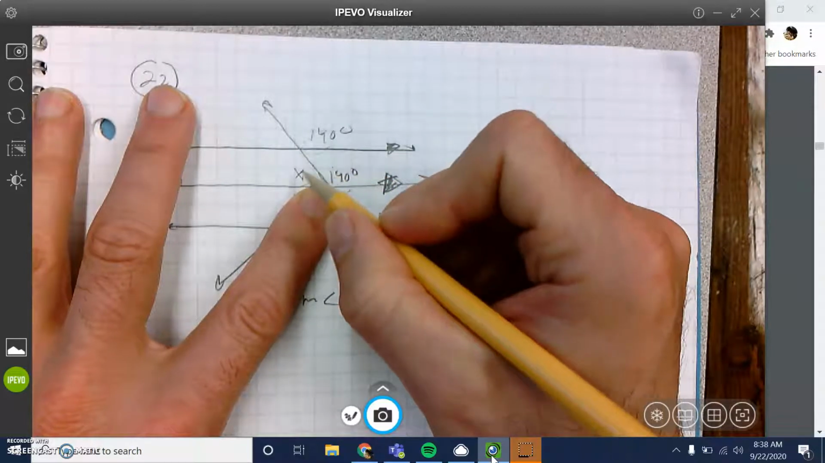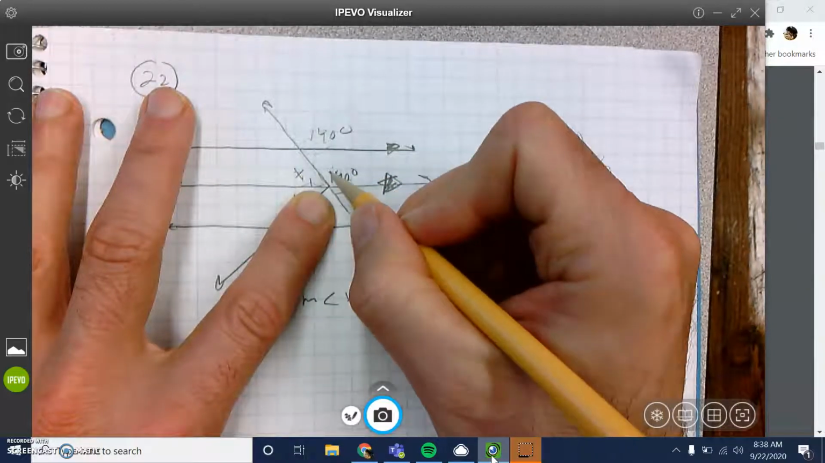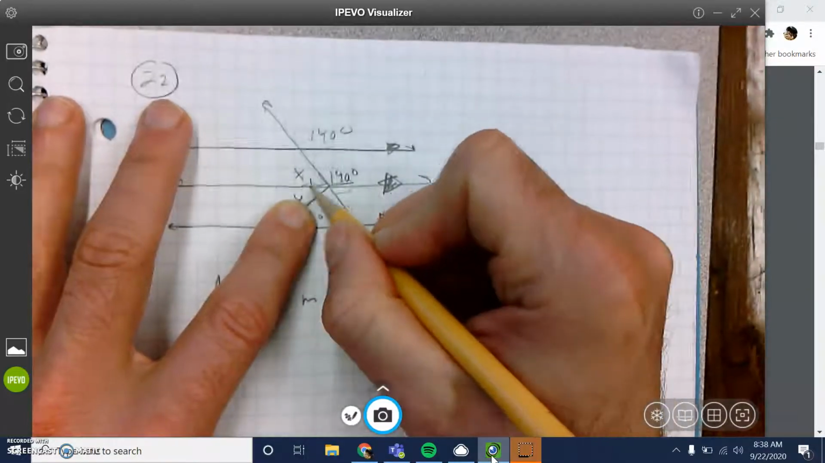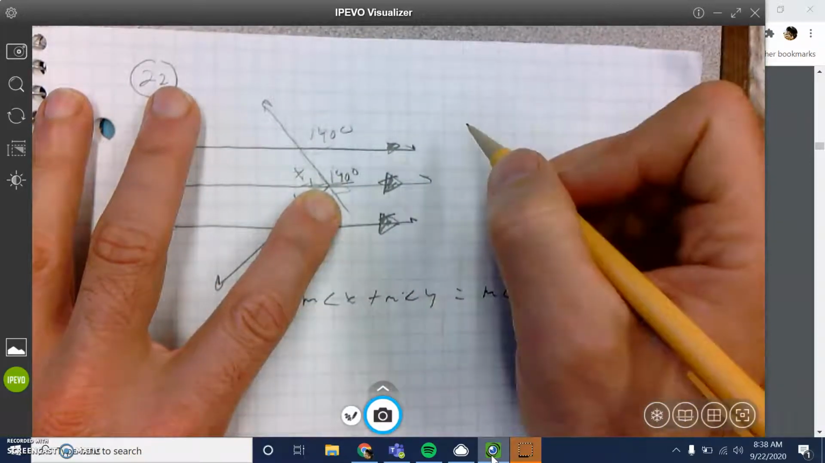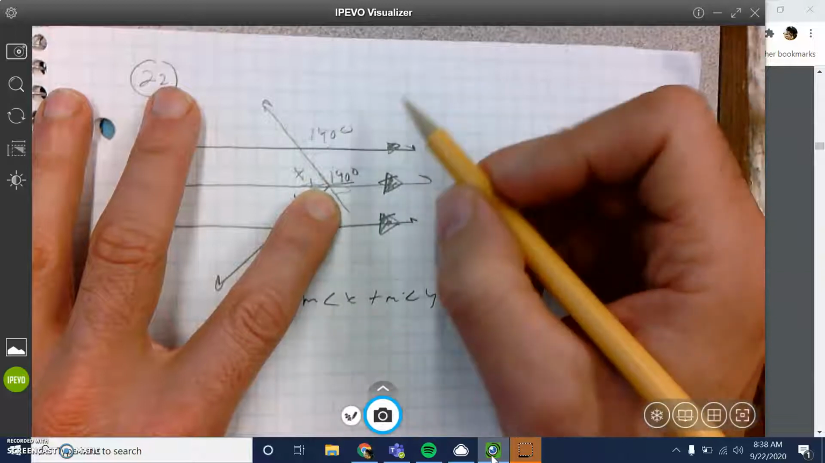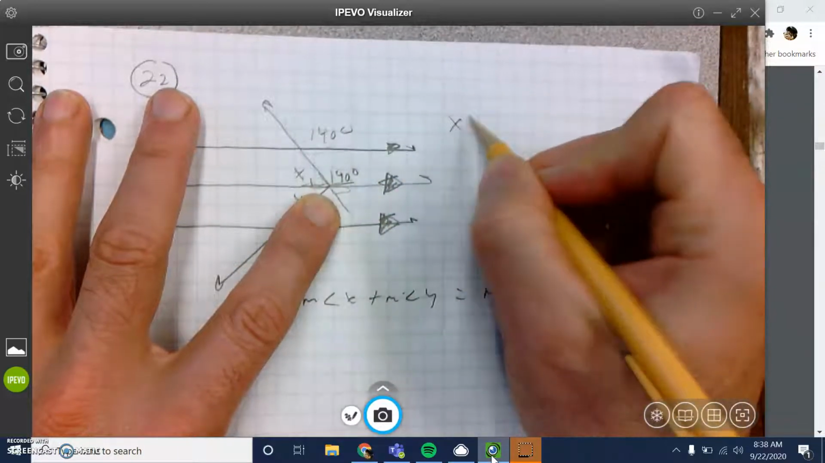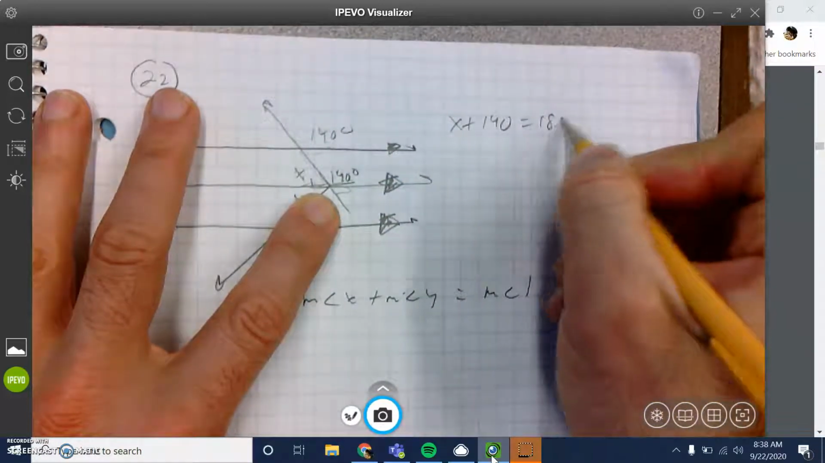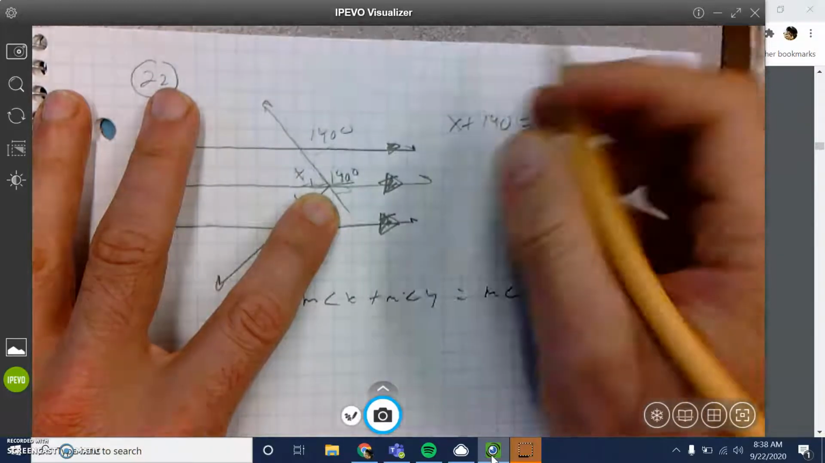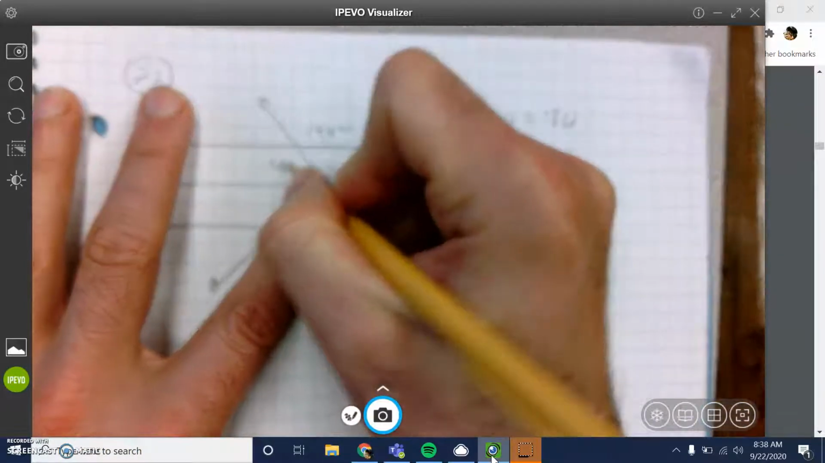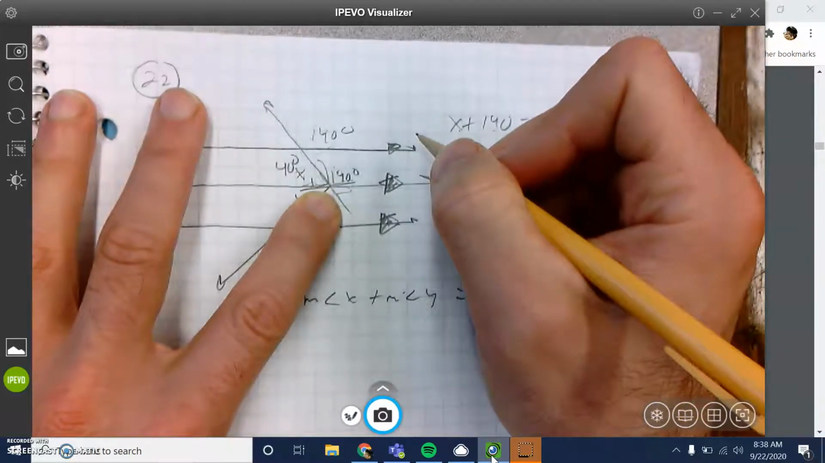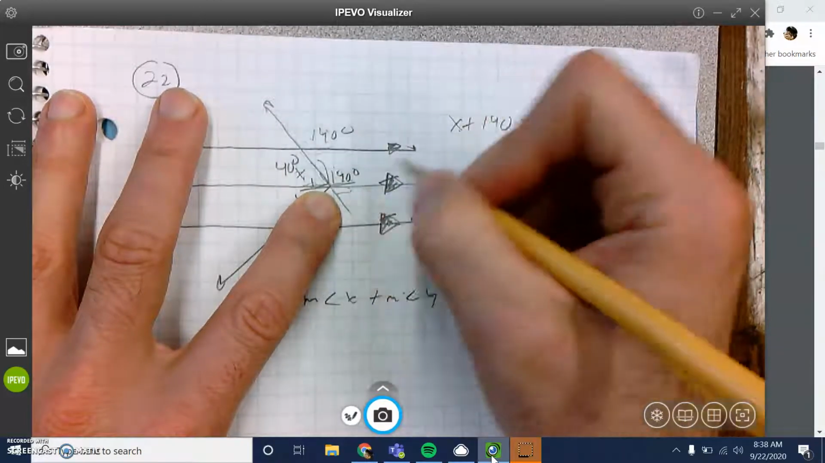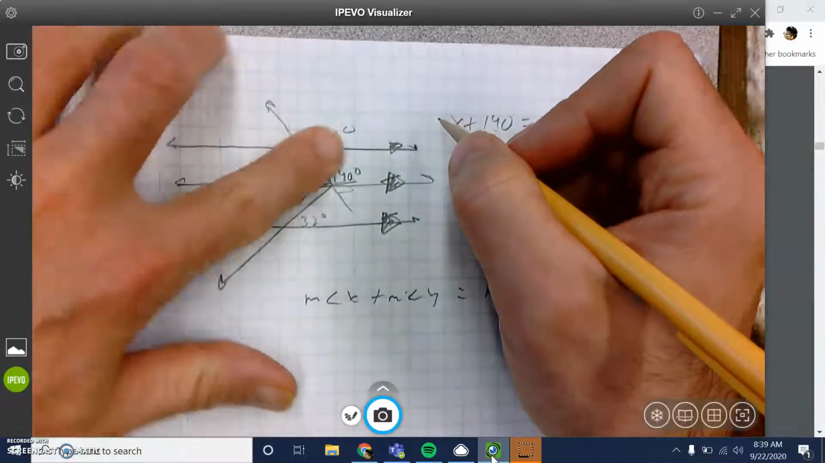Got it. So now x and 140 are supplementary. Why? Because they're on a straight line. Any angles that share a straight line, and we know a straight line is 180, a straight angle. So x plus 140 equals 180. So what plus 140 is 180? That would be 40. And that makes sense because that is acute. Cool. Sometimes you have to do a little intermediate step there. All right, now let's get y.